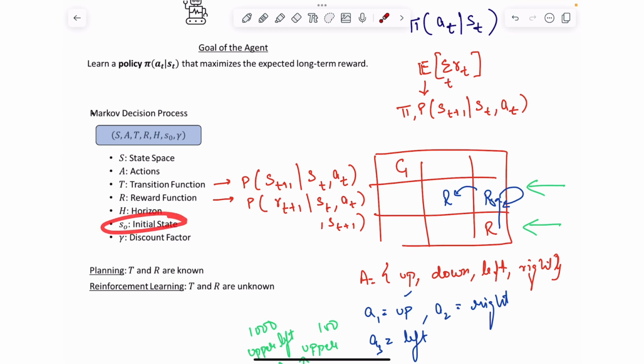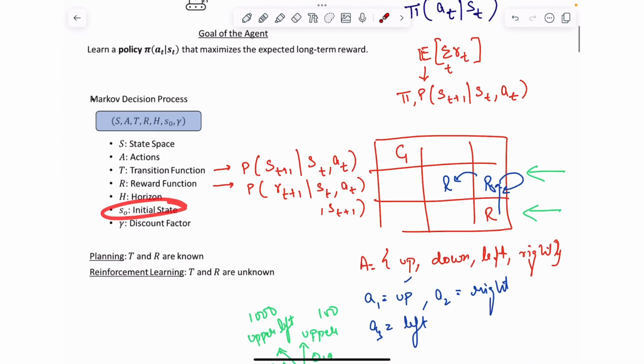S naught is the initial state. In this case, this particular grid orientation is the initial state, where R is at the lower right cell, and gamma is the discount factor. Now this is an interesting thing.